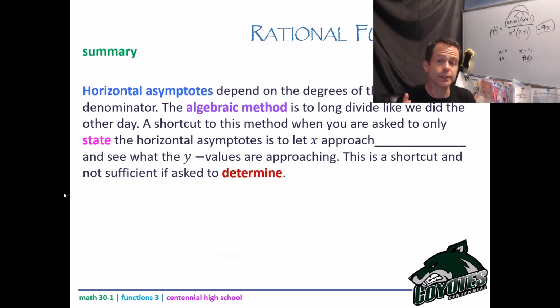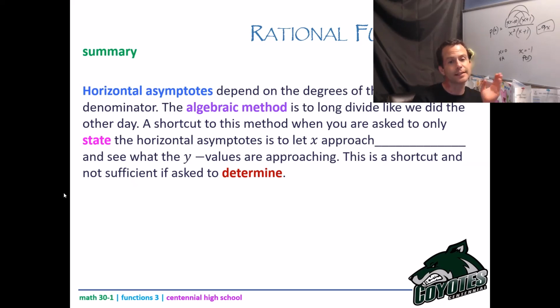Horizontal asymptotes depend on the degrees of the numerator and denominator. The algebraic method is to long divide like we did the other day. Okay, when I was getting you to switch from a different or an alternate rational form into that transformed form, or that transformational form, that was using long division.